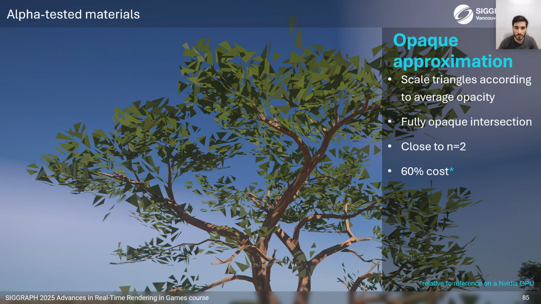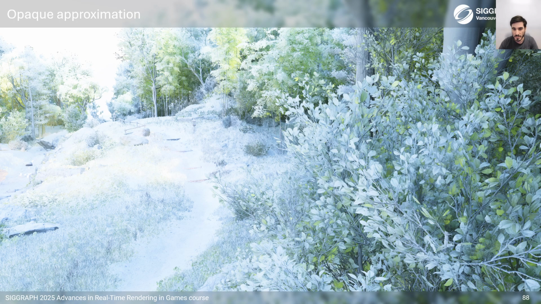The solution we have shipped for the diffuse solution for Assassin's Creed Shadows is using opaque approximation. We scale triangles according to the average opacity of the mesh and only use fully opaque intersections instead. With close results to n equals 2 on the alpha test, we actually get about 60% of the cost only. Here is the comparison between reference, the limitation on alpha test to 2, and the opaque approximation. As you can see, the results are very similar.